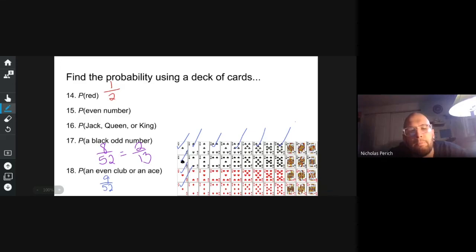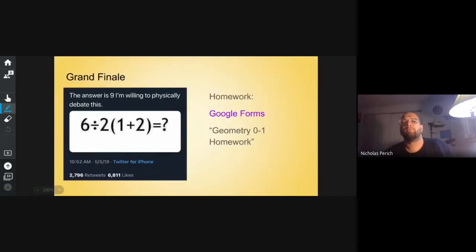That's that. So that's the end of the lesson. We're not worrying about homework because of this wacky world that we live in. So even though it says Google Forms, don't worry about it. Usually when we're in person, we're going to end the day with a grand finale.